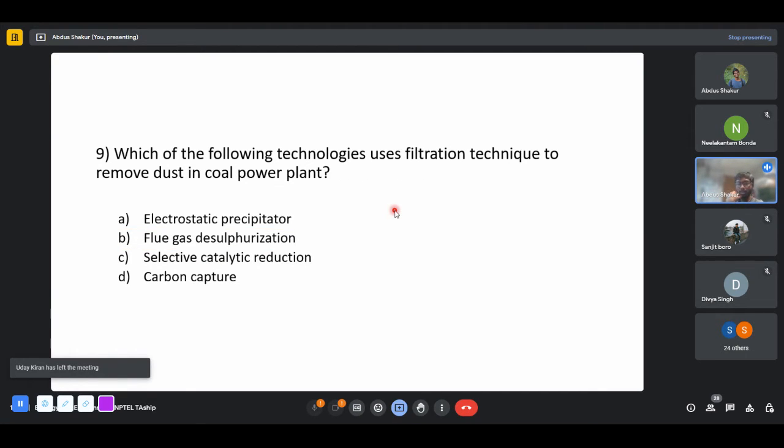Which of the following technologies uses a filtration technique to remove dust in a coal power plant? Carbon capture, selective catalytic reduction, flue gas desulfurization, and electrostatic precipitator. So the electrostatic precipitator uses a filtration technique to remove coal dust that is generated when we burn coal. The electricity clears the static charge in the dust particles, and that is removed by filtration.